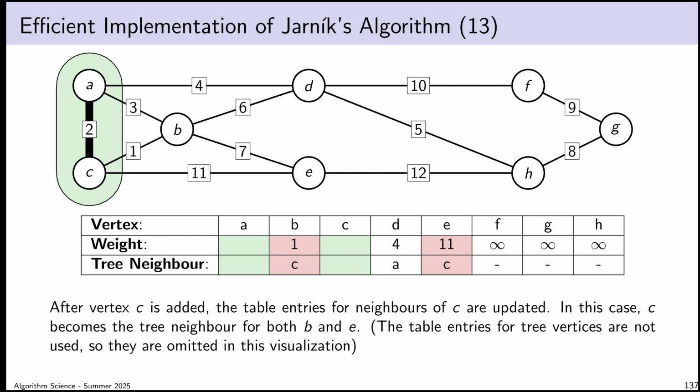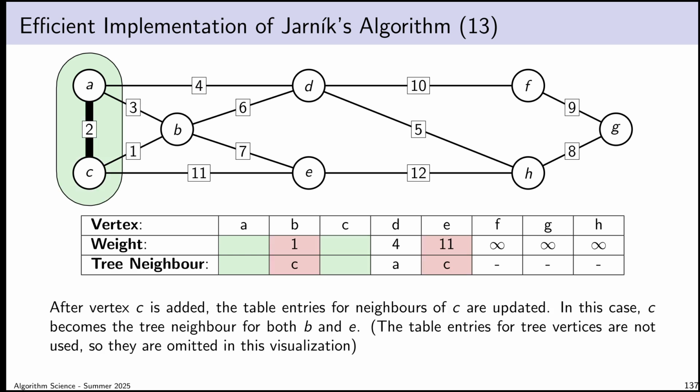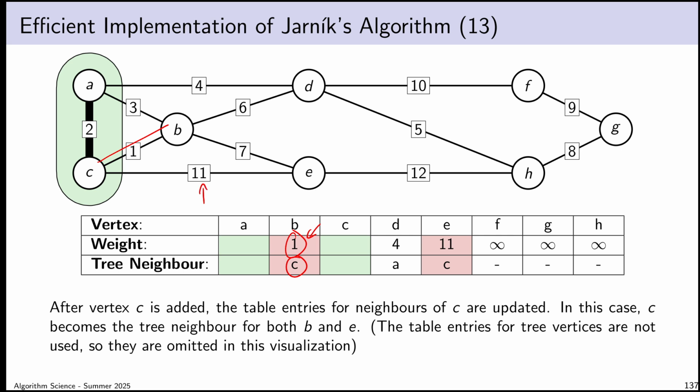I visit all of the neighbors of vertex C, and notice that before I added C, for vertex B, the weight was 3 and the tree neighbor was A, because I've got this edge here. After I add vertex C, I discover that along this edge, I can reach B by a lower weight edge. So the weight is lower along the edge BC, so I set the weight to 1 and the tree neighbor becomes C. Previously, E was inaccessible. It had weight infinity. But now I can access vertex E via this edge of weight 11, and so the weight becomes 11 and the tree neighbor becomes C.